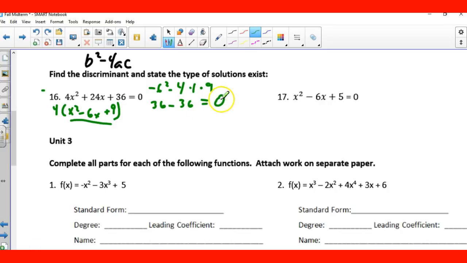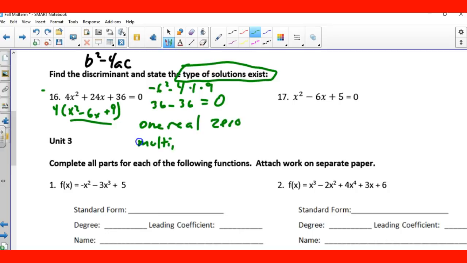Now, because this is 0, what that means for my type of solution is I have 1 real zero that has a multiplicity of 2. Which means whatever zero I get is going to count twice, a multiplicity of 2.